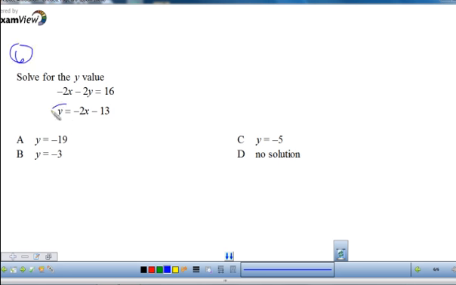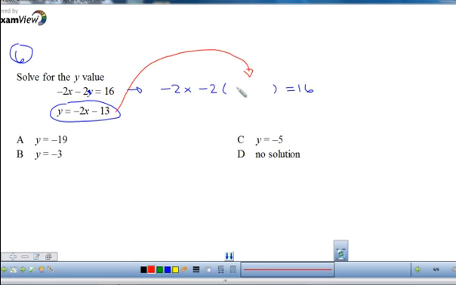Okay, so for y, we're going to use substitution. So we're going to rewrite this equation as negative x minus 2 parentheses equals 16. And we're going to substitute that into our parentheses. And we're going to distribute. That's going to be 4x plus, because the negative times the negative, 26.